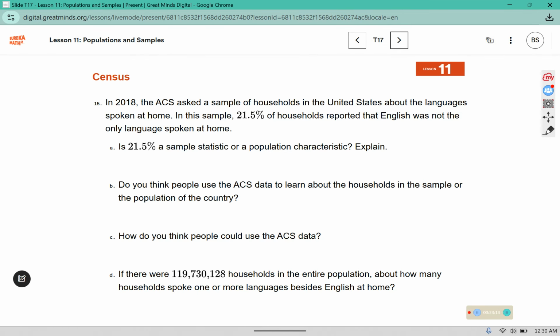In 2018, the ACS asked a sample of households in the United States about the languages spoken at home. In this sample, 21.5% of households reported that English was not the only language spoken at home. Is 21.5% a sample statistic or a population characteristic? Explain. This is a sample statistic because it's based on a sample.